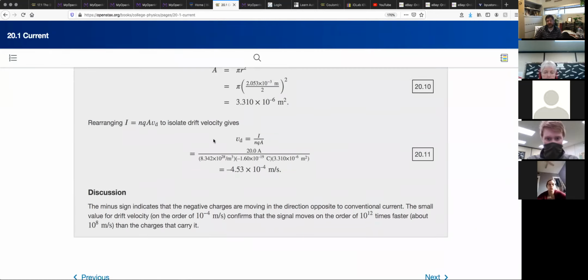But then we're multiplying by the charge of the electron here. And we're multiplying by the cross-sectional area in the denominator here. So 20 amps divided by those 3 numbers gives us our value.